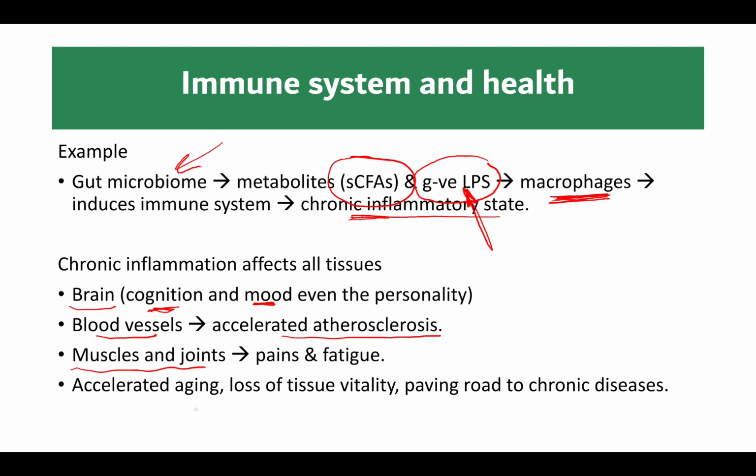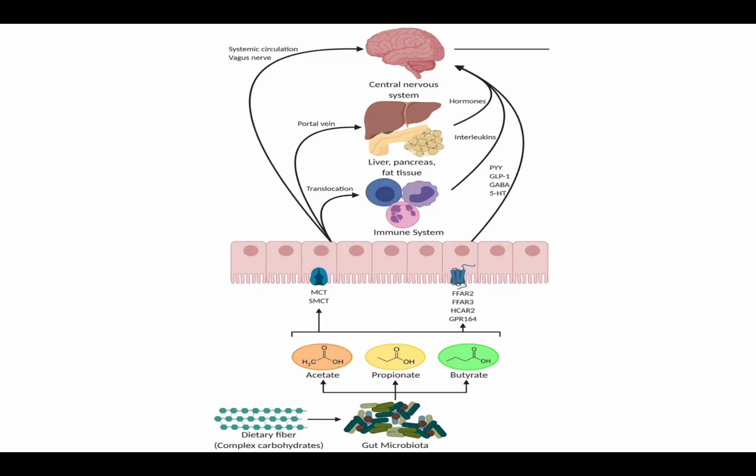Also, the devitalization of the tissue leads to loss of tissue vitality, and this accelerates aging, and this paves the road to the occurrence of chronic diseases. So what we understand from this slide is that chronic inflammation is very deleterious to your body systems. This picture is a simple explanation of what I have said.